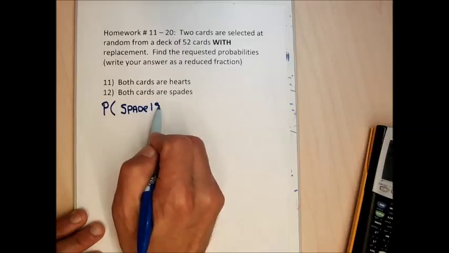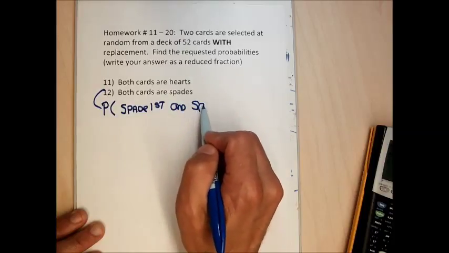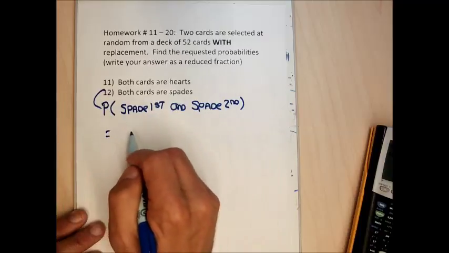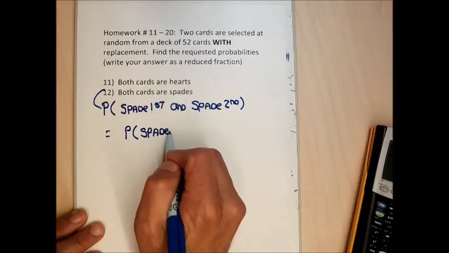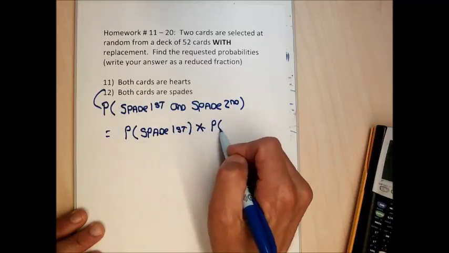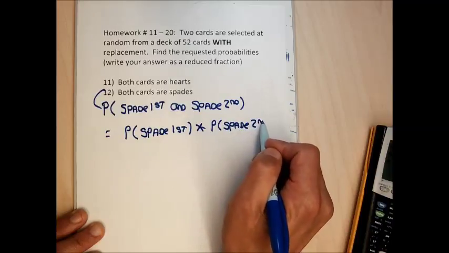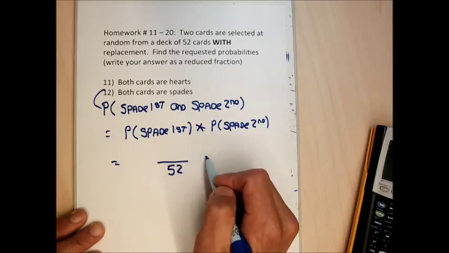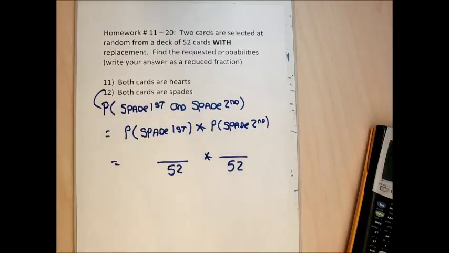for my first card and a spade for my second card. And I know that can be computed by doing the probability of getting a spade first times the probability of getting a spade second. And for this group of problems, because I'm replacing, the denominators are going to stay 52.